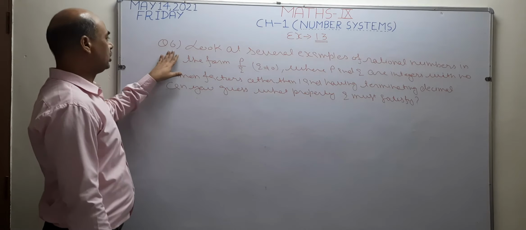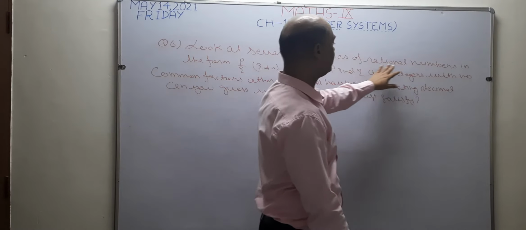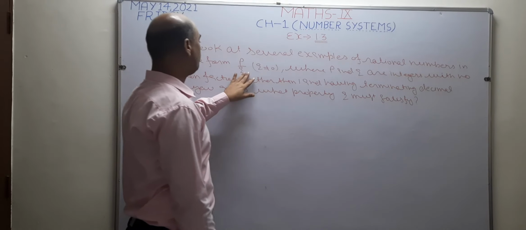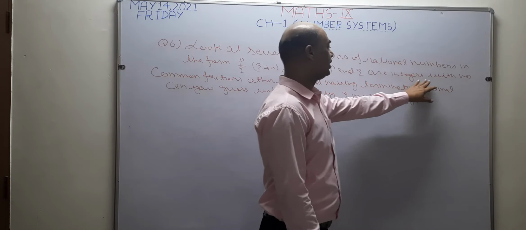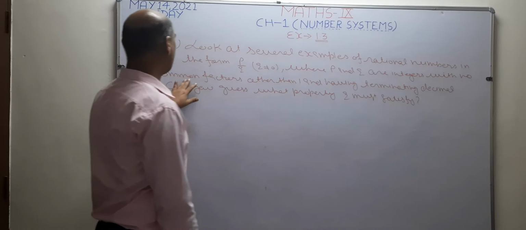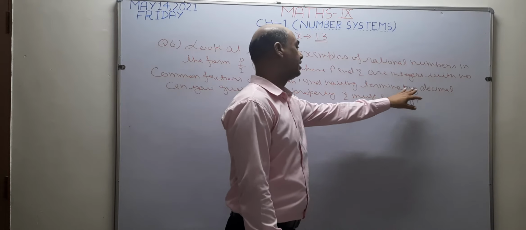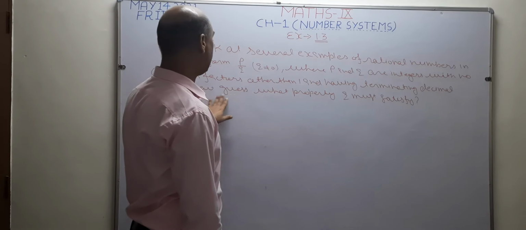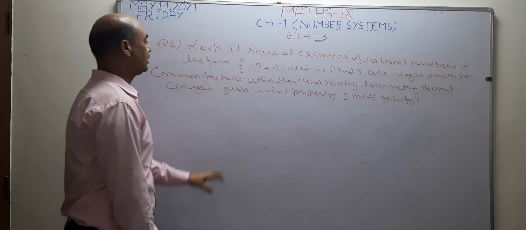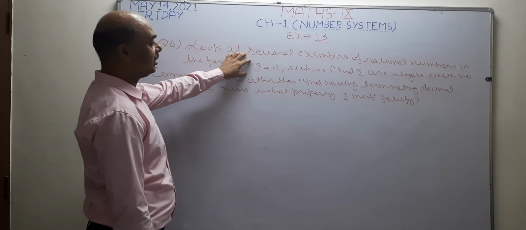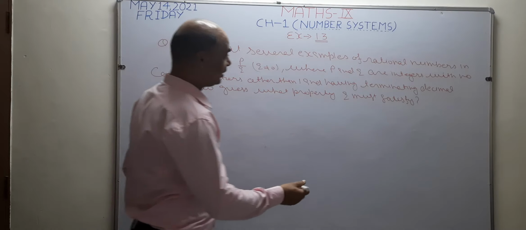Now I want to solve question number 6. See what is given. Look at the several examples of rational numbers in the form of p by q, where q is not equal to 0. This is the definition of a rational number. Where p and q are integers with no common factors other than 1 and having a terminating decimal expansion, can you say what property q must satisfy? Now in this question we have to take some rational numbers. The decimal representations of these numbers are terminating.